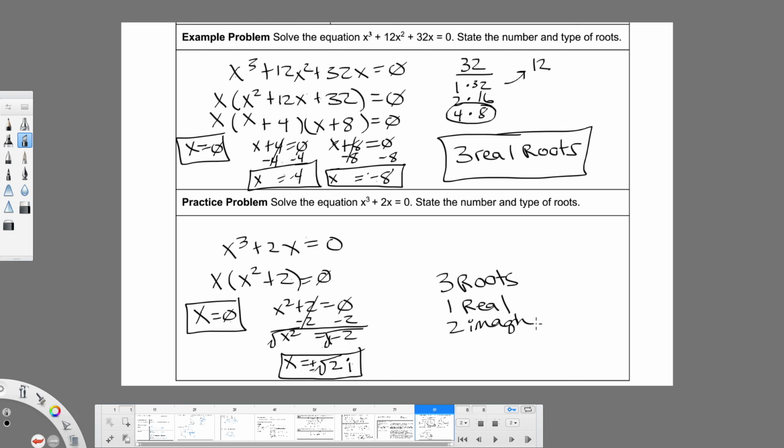And I can see that kind of clearly because there's an i here, which is what we use to represent imaginary. So there we go. We have stated our roots, and we are all done with chapter 1. I will see you in chapter 2.